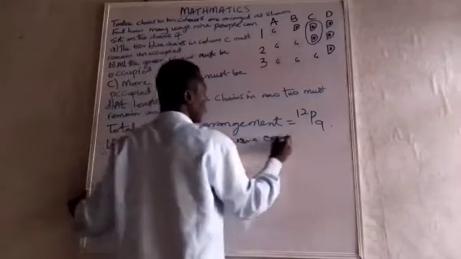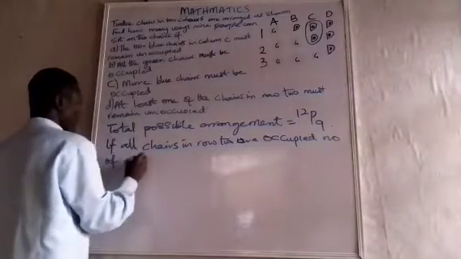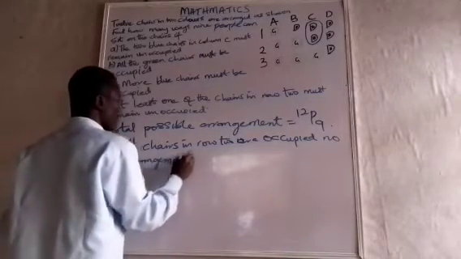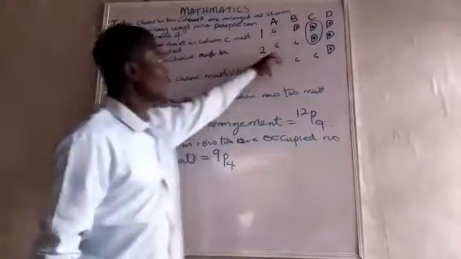Are occupied. Number of arrangements will be equal to 9P4. You know, the 9 for this place.